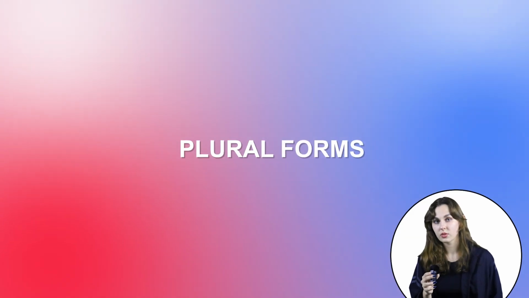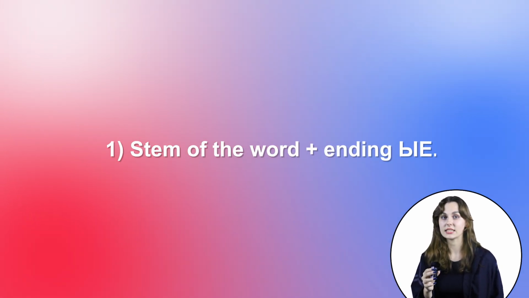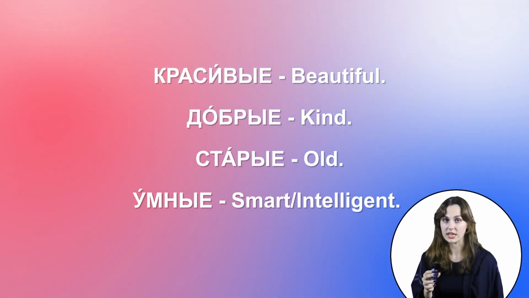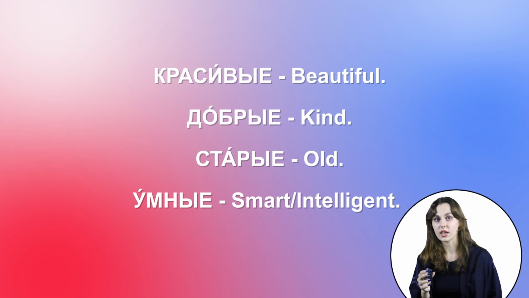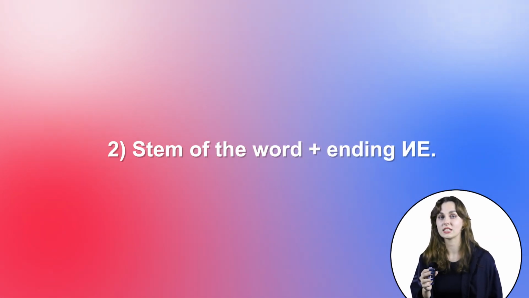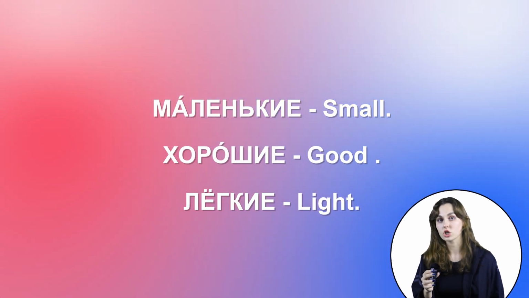And now let's talk about plural forms. The construction is stem of the word plus ending ые. Красивые, добрые, старые, умные. The second case is when we have stem of the word plus ending ие. Маленькие, хорошие, легкие.